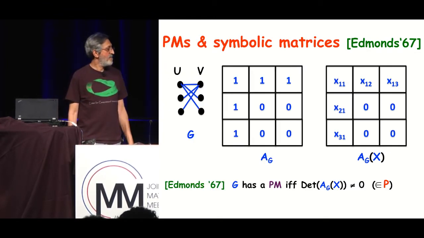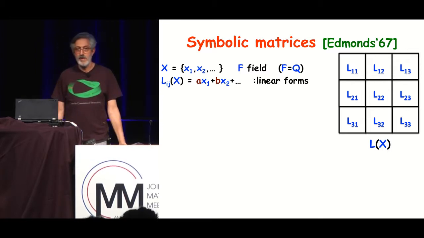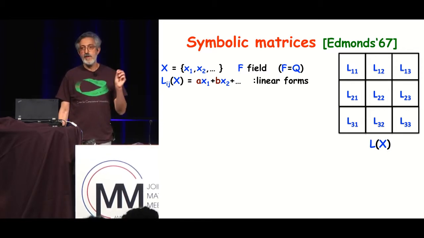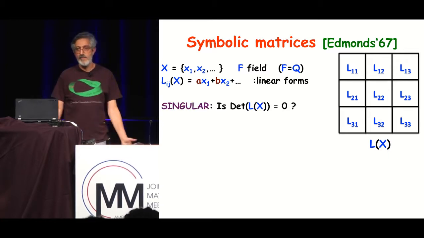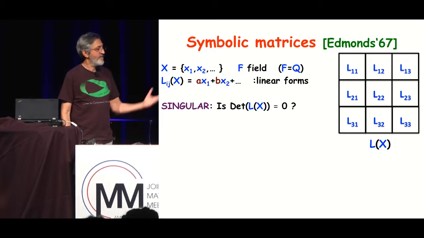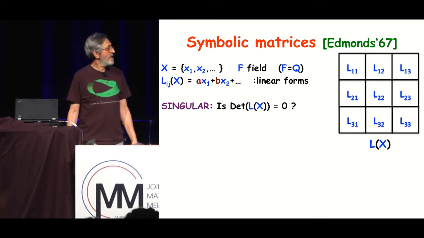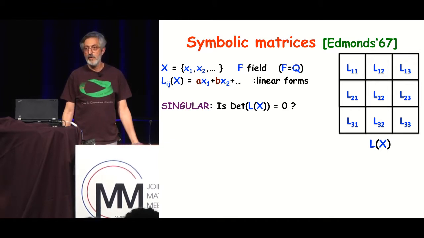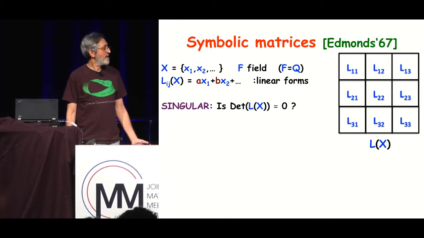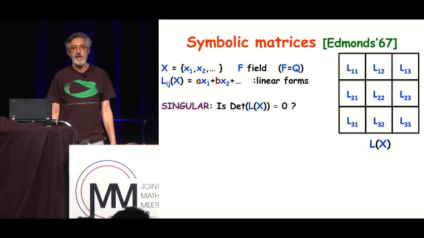And once Edmonds realized this, like 50 years ago, he asked the obvious generalization. Suppose that you don't have just single variables in these entries, but suppose you have arbitrary linear forms in the entries of the matrix. So you have this symbolic matrix. Every entry has a linear form in some variables. And consider the determinant of this matrix. It's a polynomial again, right? And he asked the question, can you test whether it's singular, whether the determinant vanishes identically.